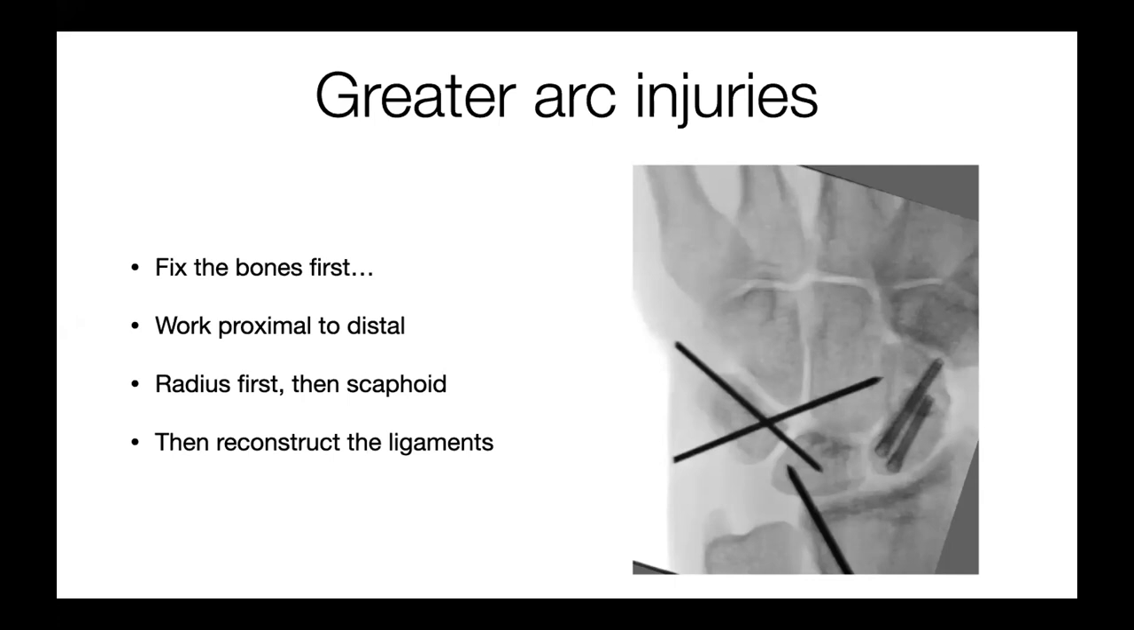Trans-scaphoid perilunate fractures tend to be more comminuted and more difficult to reduce than normal scaphoid injuries. And I more commonly than not put two screws in because of their instability. And only once I've fixed the bones would I reconstruct the ligaments.